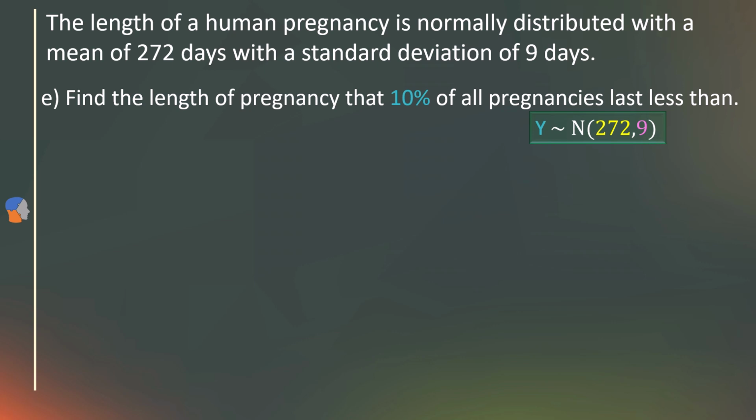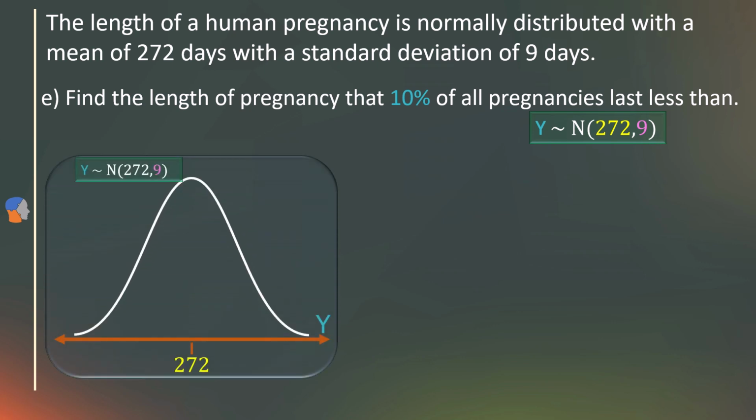So first let me draw the density curve. This density curve is symmetric around 272 because 272 is the mean, right? We are asking for the 10% of all pregnancies, right? 10% means the area from the left corner. So we are asking for the y value that has 10% of the area from the left corner. Actually, the 10% from the left corner is the 10th percentile. So we can write P10.